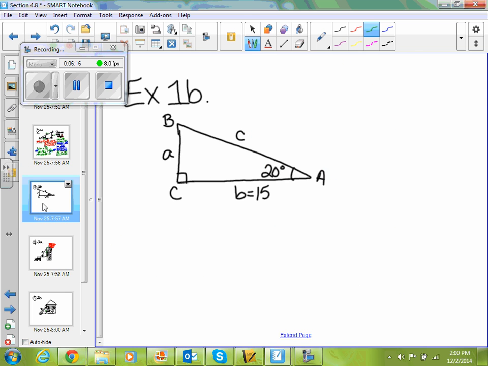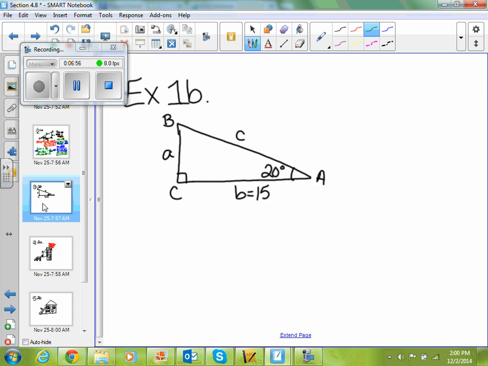Let's do the same thing again. We're given our right triangle. We need to find all of our sides and all of our angles. We're given one side equal to 15. Alright, so we're given this angle. I'm going to start by finding my angle.